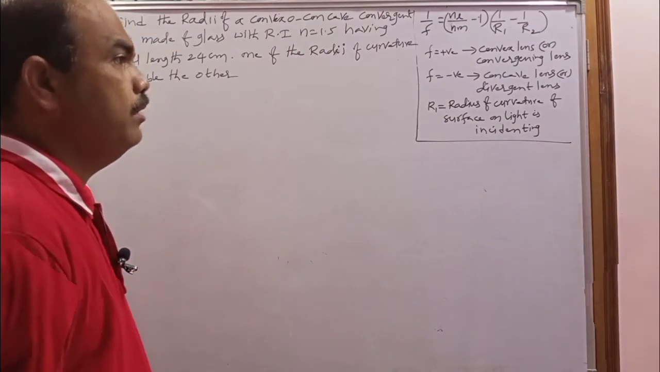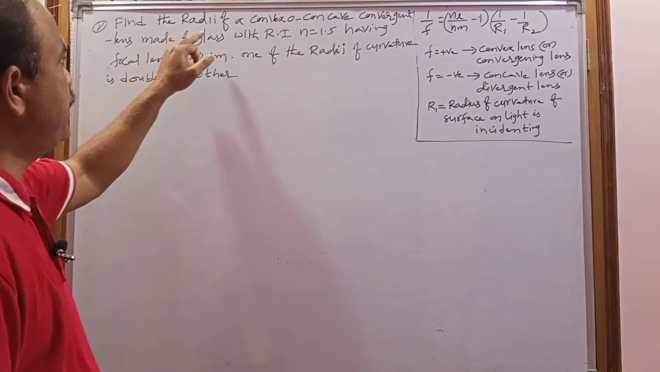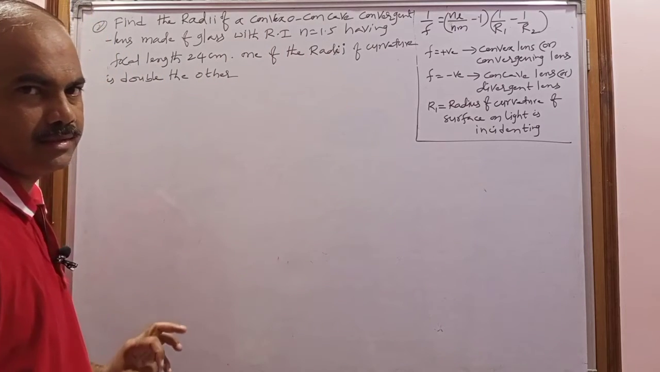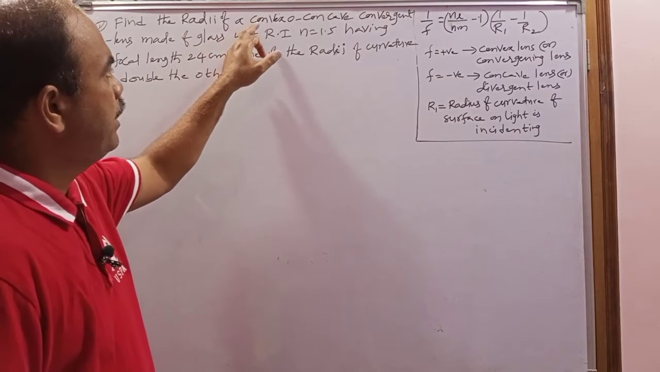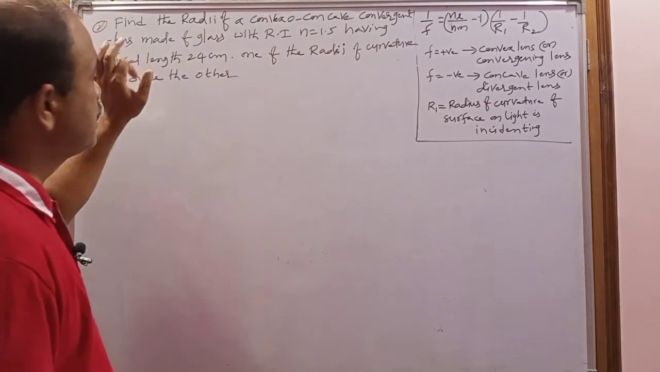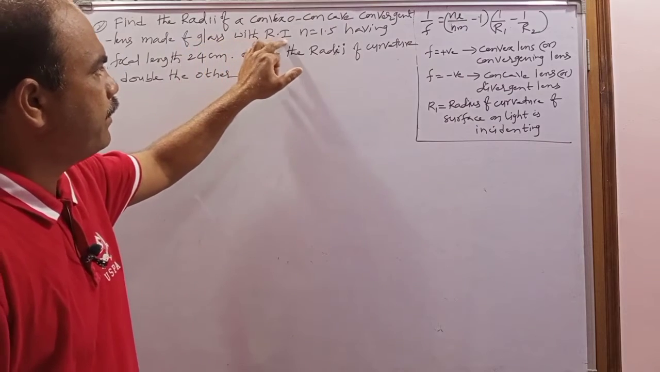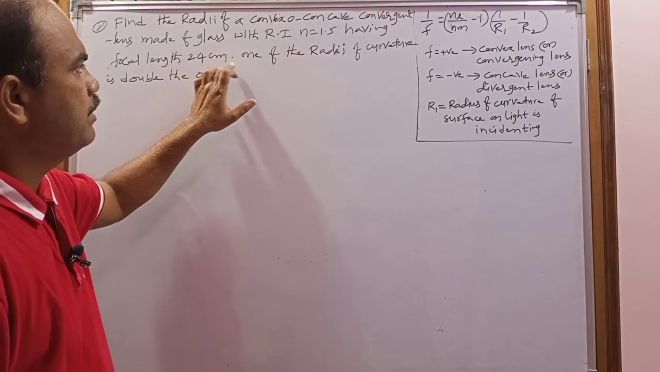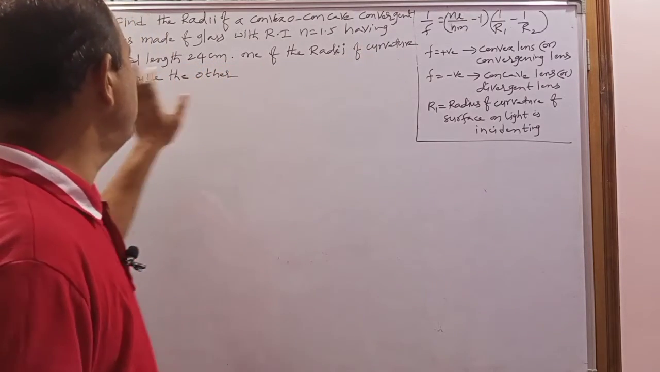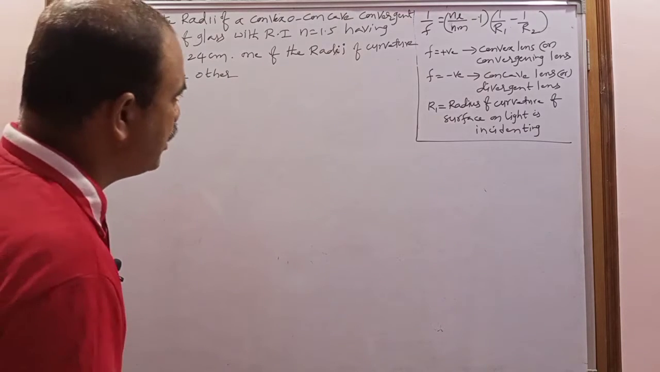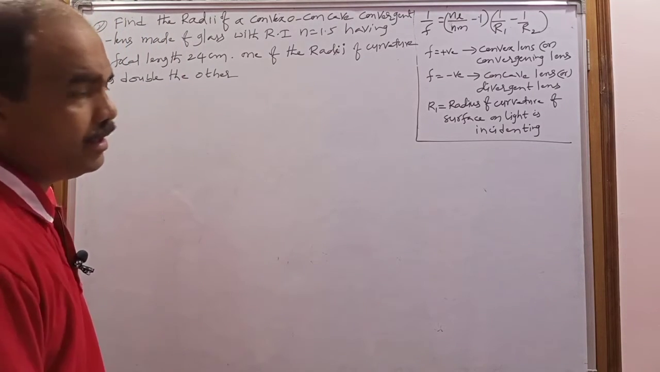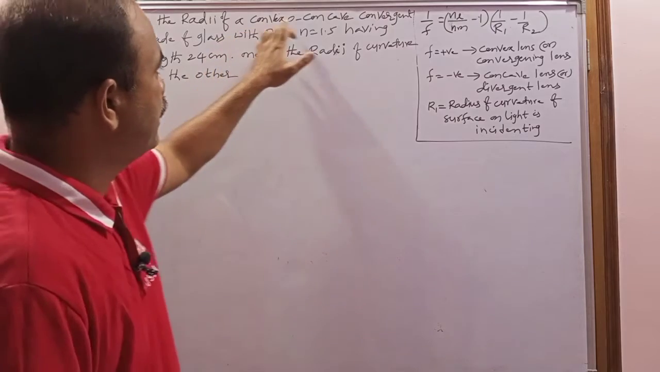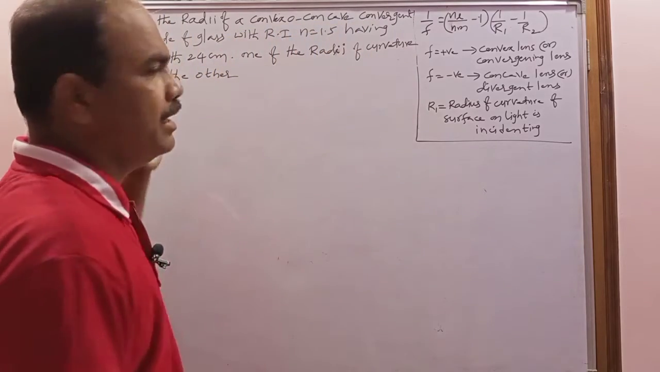Now coming to the second problem. Find the radii of a convexo-concave convergent lens made of glass with refractive index n equal to 1.5, having focal length 24 cm. One of the radii of curvature is double the other. First, what we have to identify is what type of lens it is. The lens given in the problem is convexo-concave, but it acts as a convergent lens.